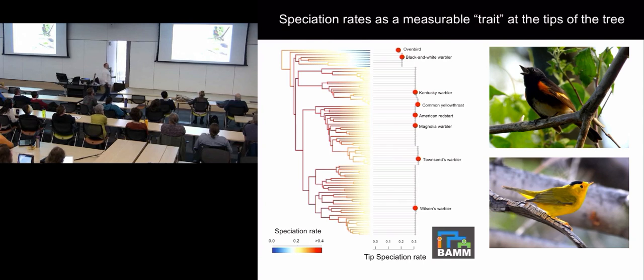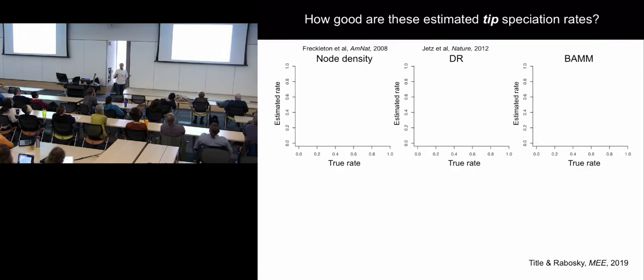And the other thing to know, because the other question that often comes up is how well do these methods work, whether it's BAMM or other methods like what's called the DR statistic or the node density metric? These are other methods for estimating speciation rates. So how good are these methods at estimating speciation rates? It turns out that they actually are pretty good.